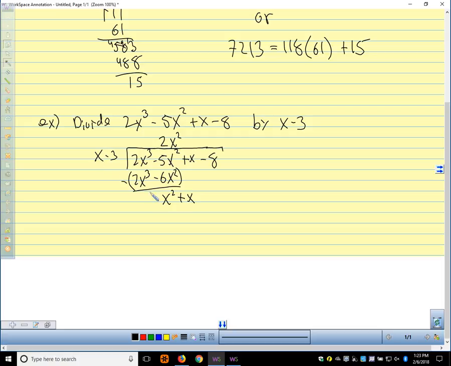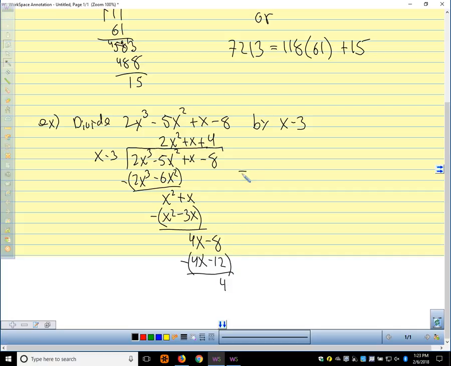Now I say, what do I multiply x by to get x squared? So I put an x up there. Now I do the multiplication. x squared minus 3x. Subtract. x squared minus x squared, those go away. And I get x minus negative 3x, 4x. Bring down the negative 8. And then I say, what do I multiply x by to get 4x? 4. And this gives me 4x minus 12. Subtract. Those go away. And I get negative 8 plus 12 is 4.